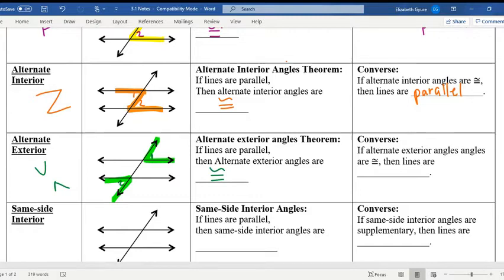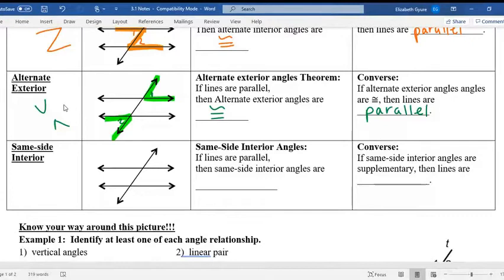And then switch that statement around. If alternate exterior angles are congruent, then lines are parallel. So if the lines are parallel, alternate exterior angles are congruent. If alternate exterior angles are congruent, lines are parallel. And then our last one is actually the only one that's any different. This one's not going to be congruent this time.